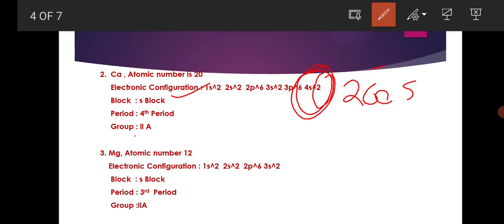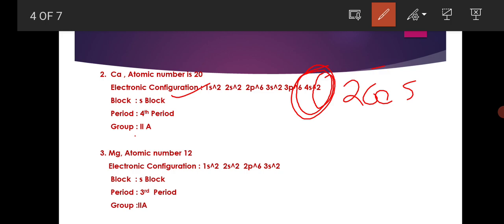And we know that if the electrons of an element stay either in s or p orbital, then the subgroup will always be A. Hence, calcium is an s block element. It is present in the fourth period and second A group.